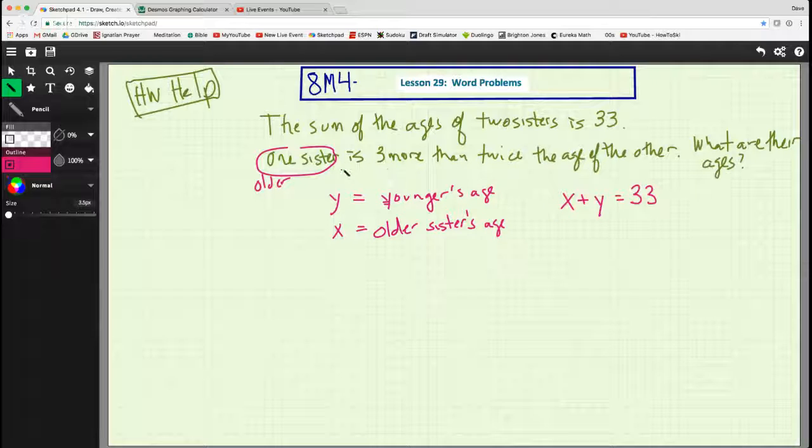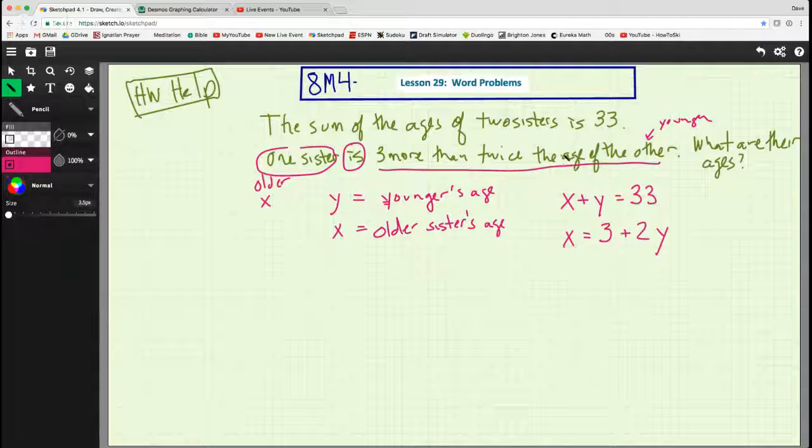So this is where we start to get a little more confused with our word problem writing. We say one sister is, so the older sister is x. X is 3 more than twice the age of the other, the younger. Again, if you have trouble with this conversion and need further detail, you can go back to 8M4 lesson 1, where I went over a lot of this word problem stuff. You can refer to that video.